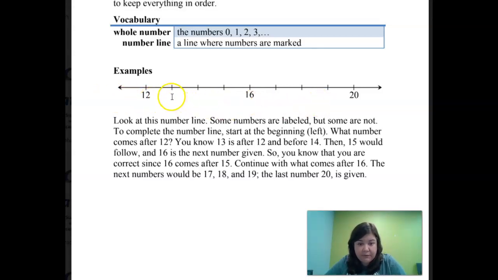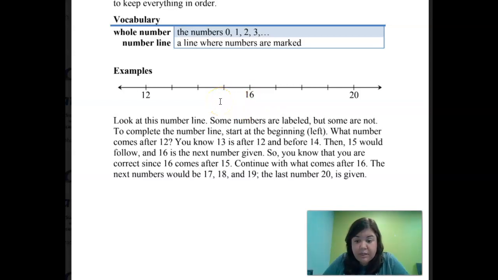So what number would come after 12? 13. You know that 13 is after 12, but before 14. And then we'd have 15. And then we get to 16, which is labeled. So you know that you're correct since 16 comes after 15.